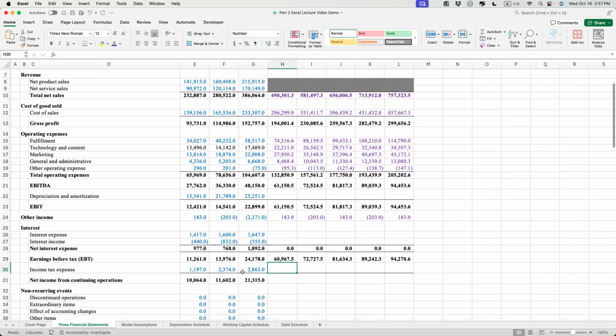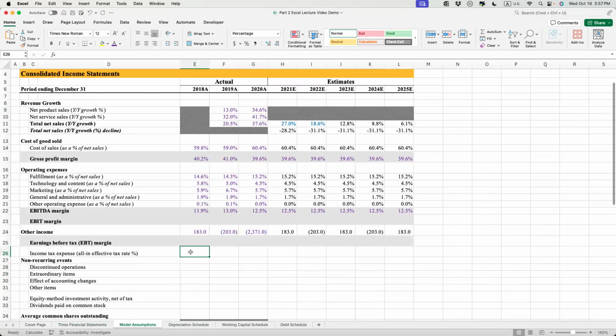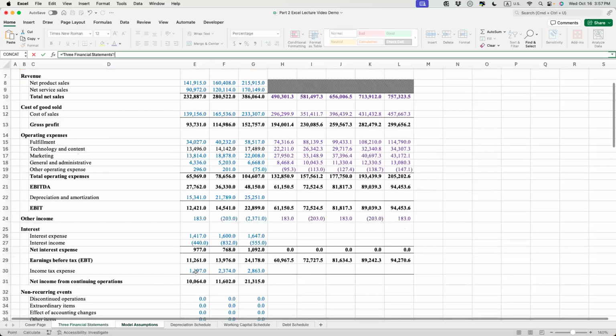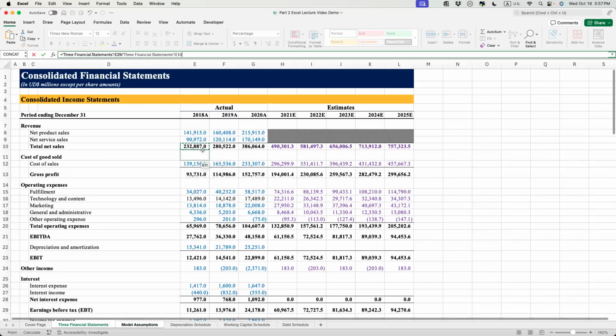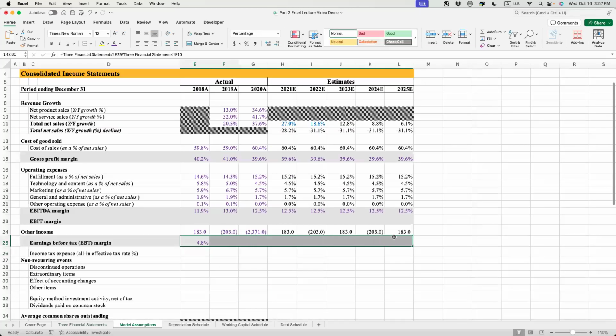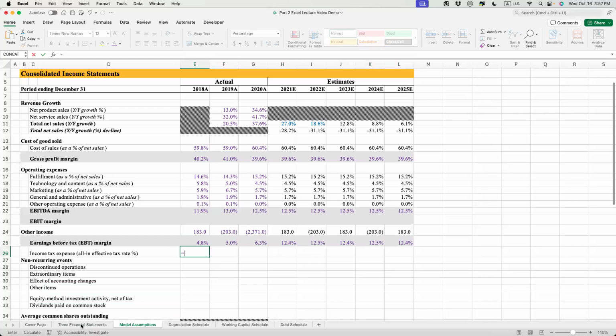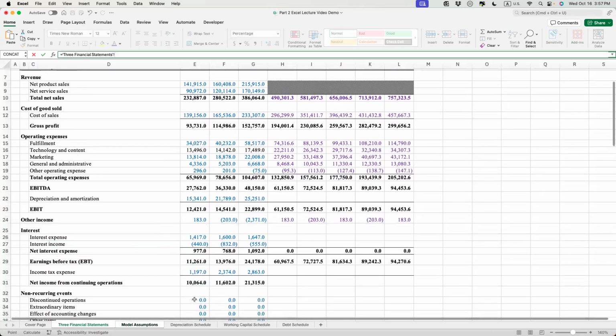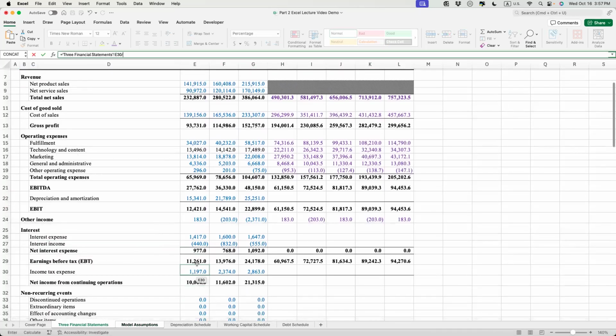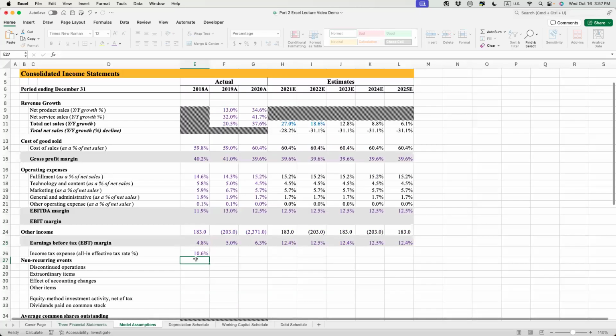Let's just go back here. First, let's assess what the effective tax rate is. Oh, let's calculate this earning before tax margin first. This is going to equal your earning before tax divided by total net sales, and this is one of the profitability ratios that you can assess for a historical financial analysis. And then let's calculate the historical effective tax rate. Effective tax rate will be the tax divided by your earning before tax.